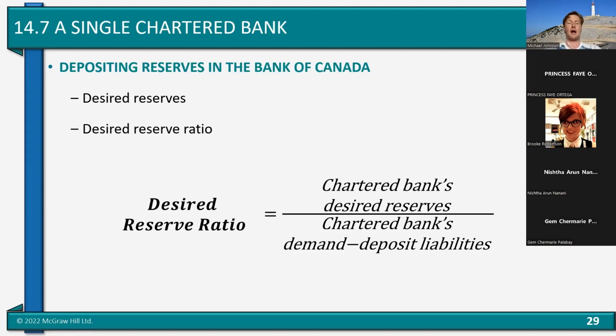And then the desired reserve ratio is charter banks' desired reserves divided by charter banks' demand deposit liabilities. So this is what you want. The desired reserve ratio is the percentage of cash you want to keep at the bank and not loan out.